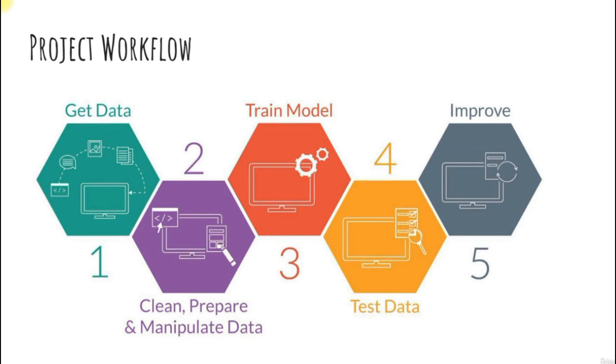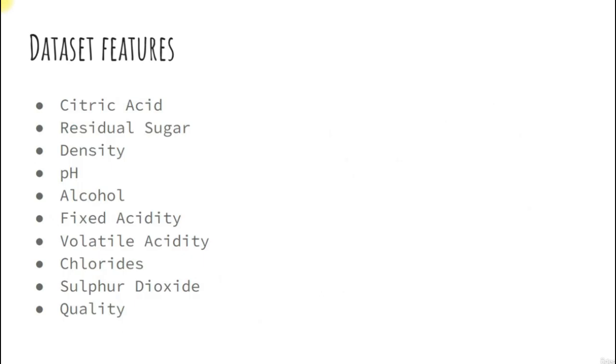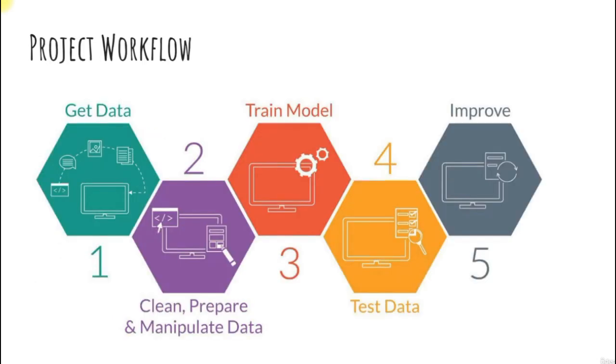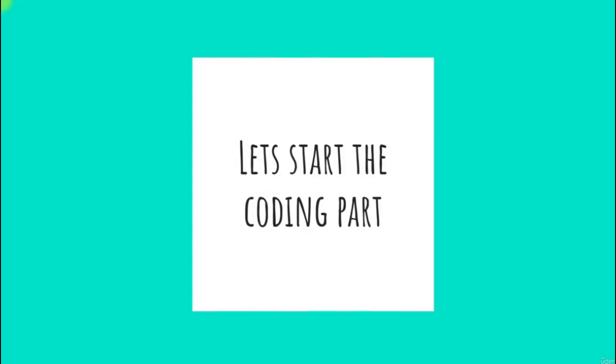Once we are satisfied with the accuracy, we'll build a kind of predictor system: when we give different features like residual sugar, alcohol, density, chlorides of the wine, we'll get the quality of that wine. So this will be the ultimate goal of the project. I hope you are clear with the workflow and have a decent idea of what we are trying to build over here. So let's move to the coding part.